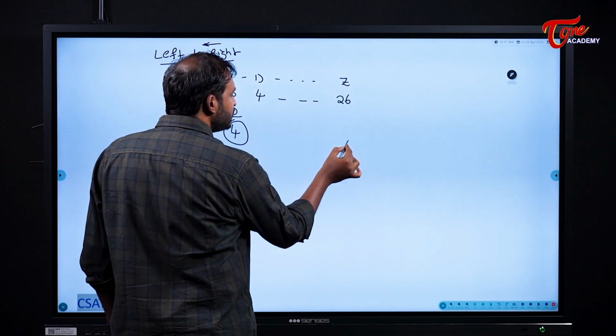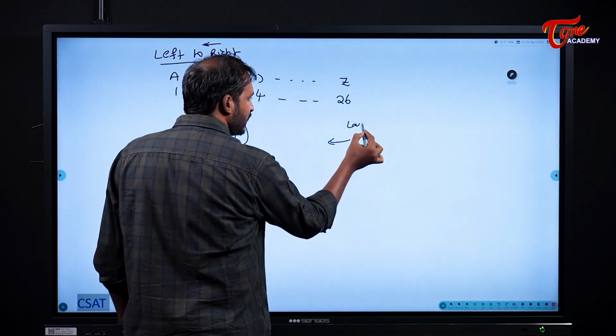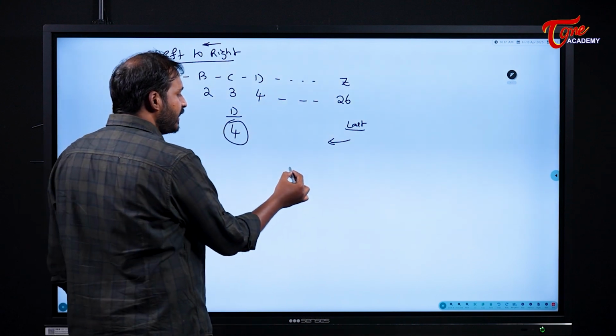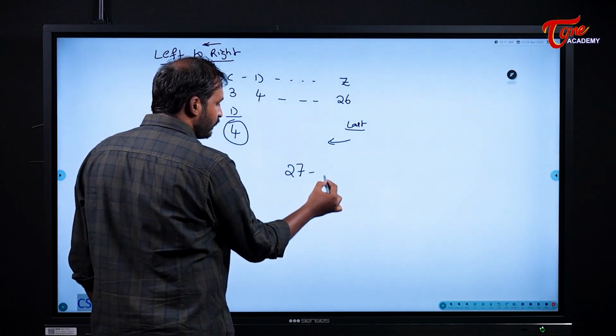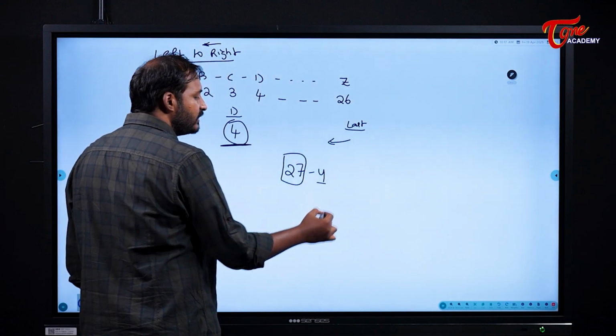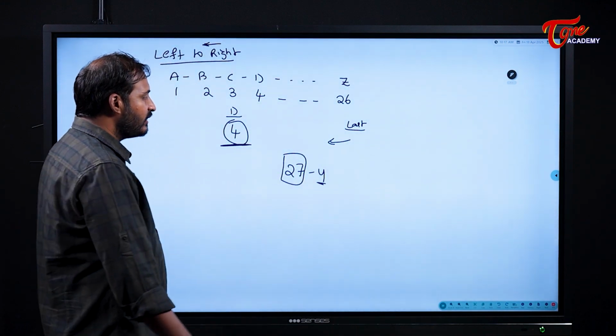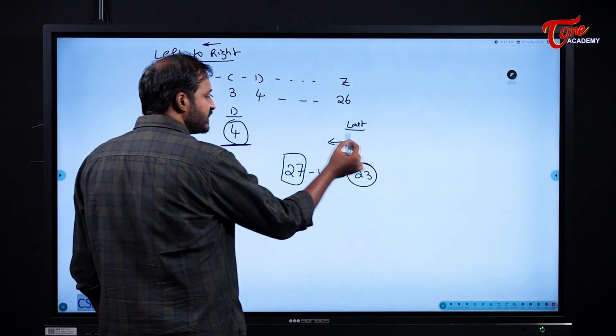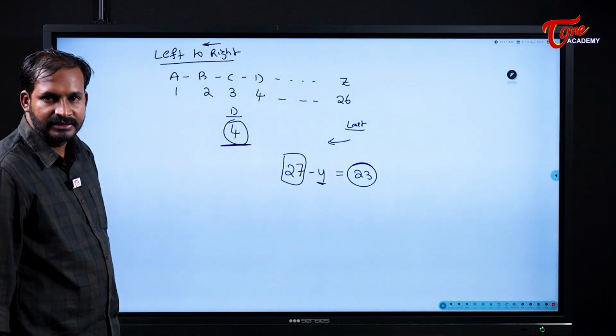If I want to know D's position from the last, or from the right side, what I need to do is subtract 27 minus 4. I need to subtract the rank from the starting from 27. So 27 minus 4, what does it become? 23. So D's position from the last will become 23.